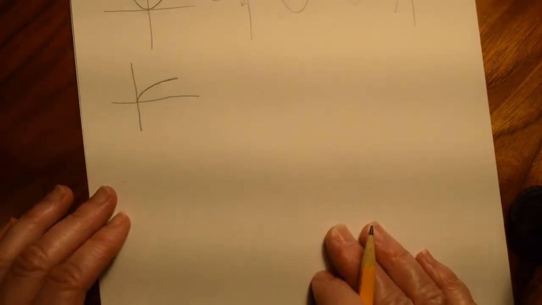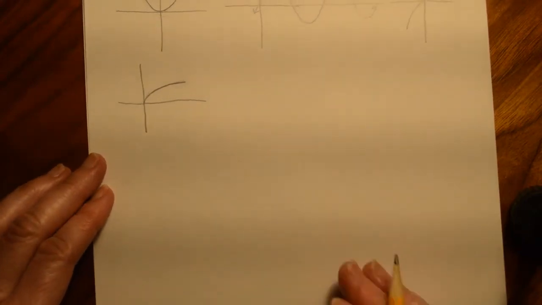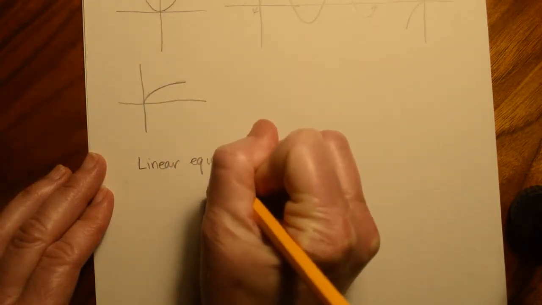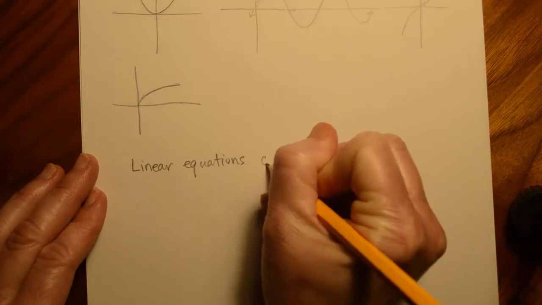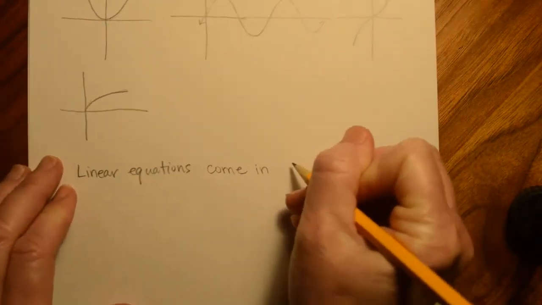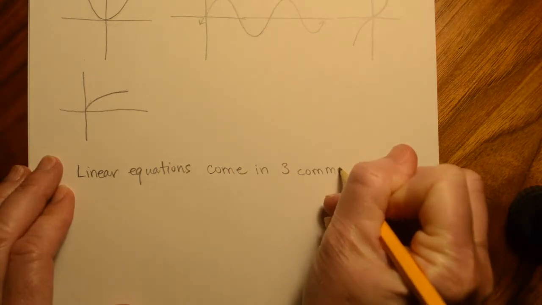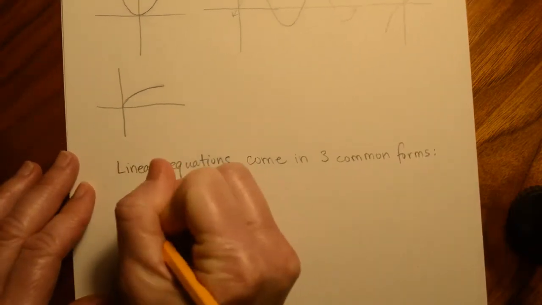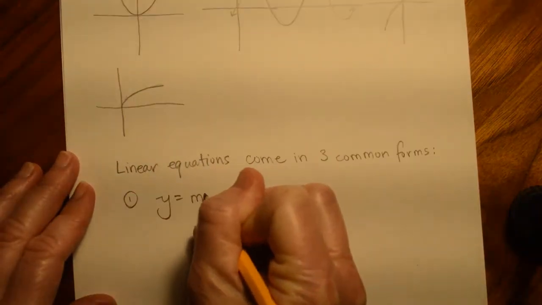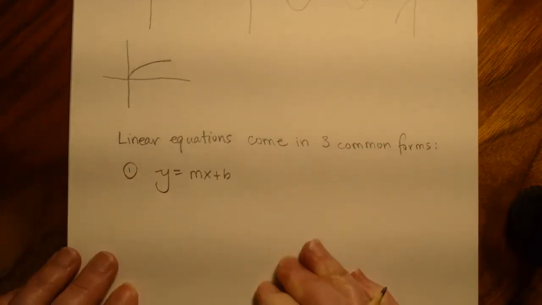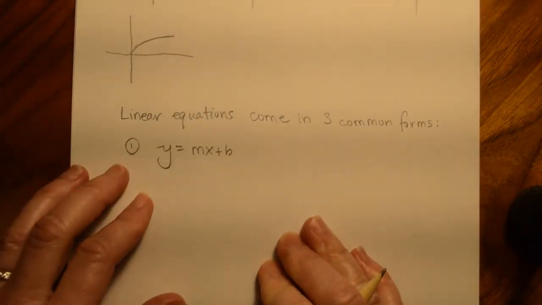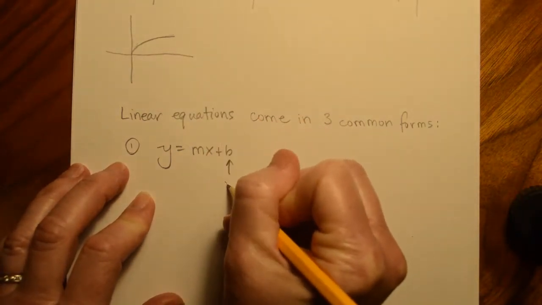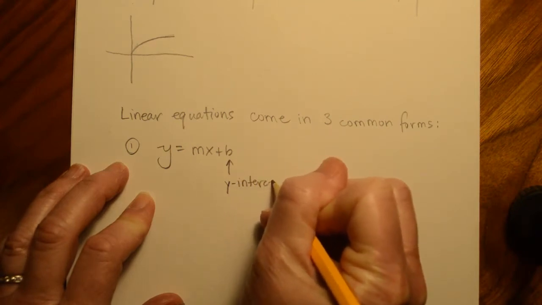I just want to tell you about the three major types of lines that you'll see. So linear equations come in three common forms. Again, they can always mix it up and change it around, but these are the three common forms. The first one is y equals mx plus b. And this is the one that we've looked at most often so far. If you recall from our discussion, this b right here talks about where it hits the y-axis. So this is called the y-intercept.